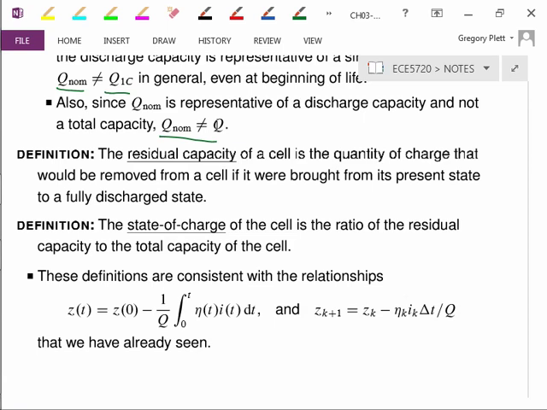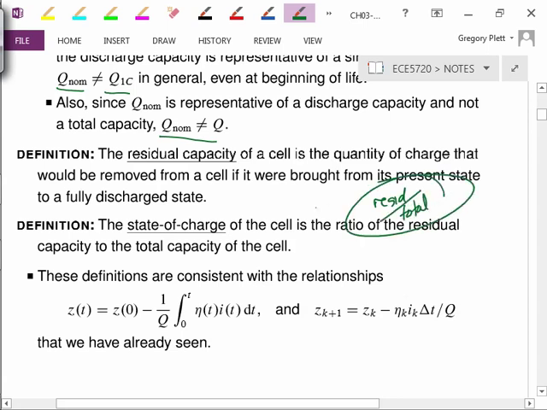Then the state of charge of a cell, electrochemically speaking, and using all of these definitions, is the ratio of the residual capacity to the total capacity. So it's resid over total. And if you follow these definitions through carefully, these definitions are consistent with what we have seen all along. With the differential equation, z dot equals minus eta of t, I of t over q, which we integrate to get this integral state of charge equation, and we convert to discrete time to get this discrete time state of charge equation. All of those are consistent.